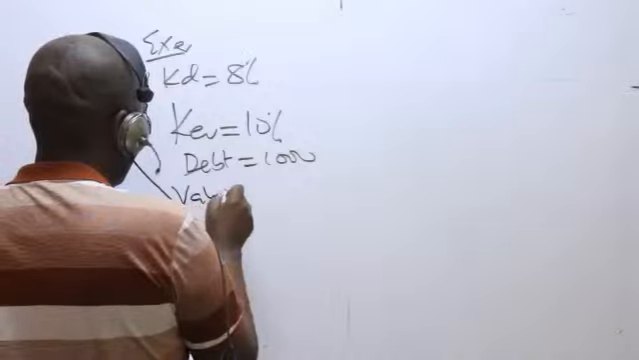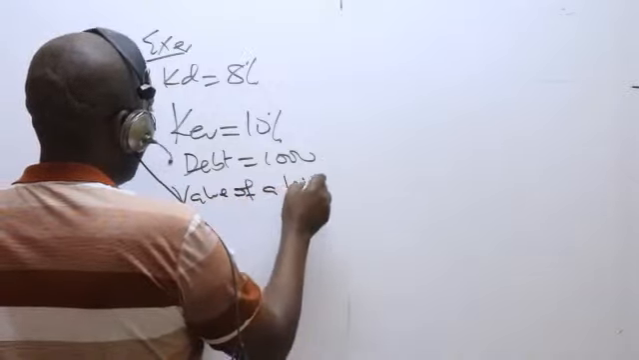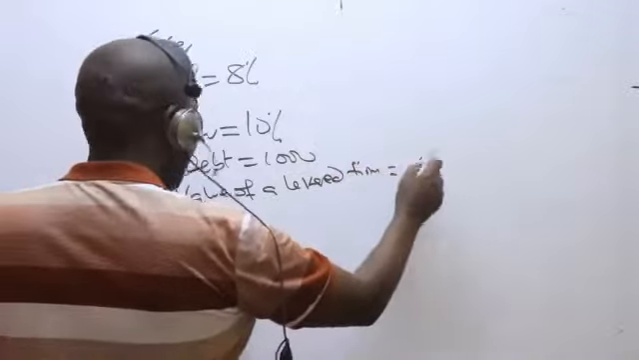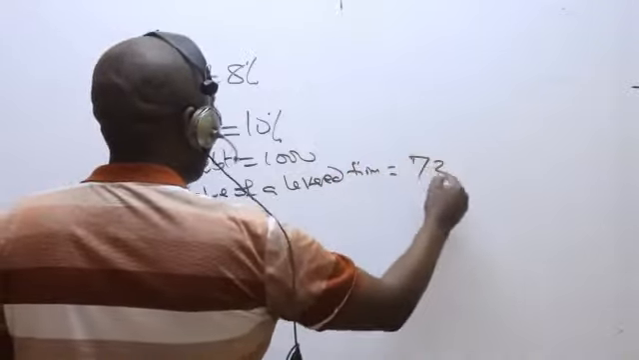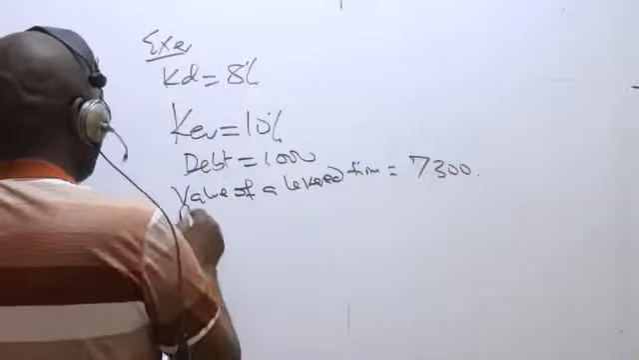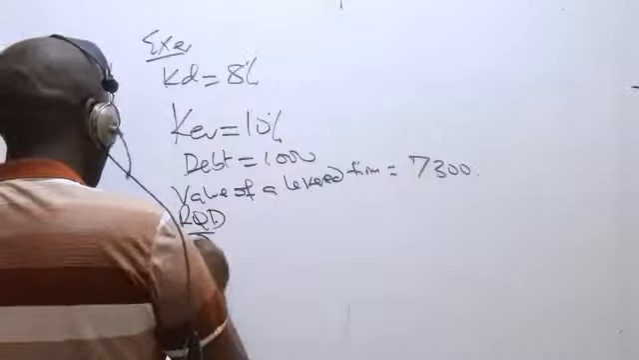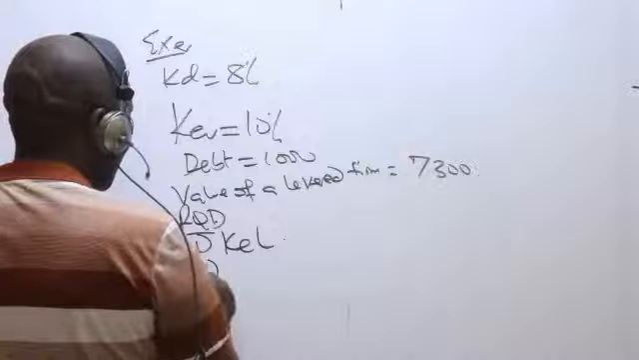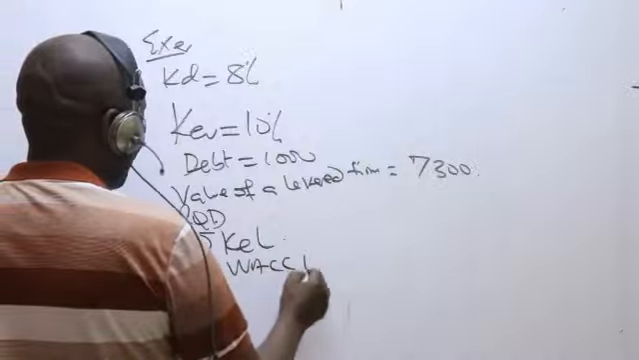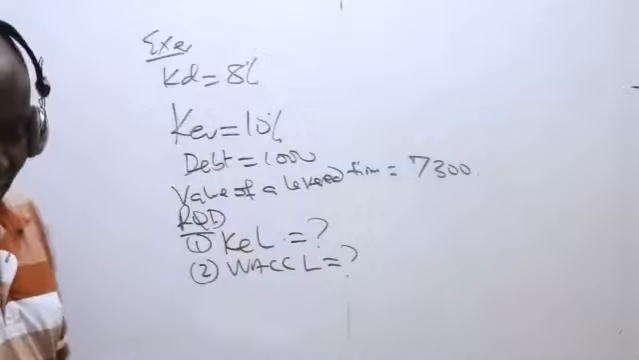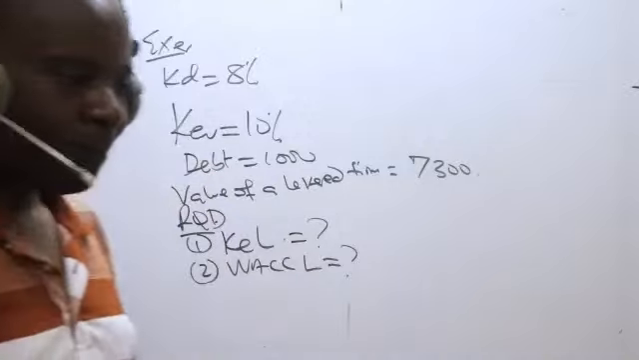Value of a levered firm, 7,300. Required, number 1, KEL. Number 2, WACC of a levered firm. Those 2. In 3 minutes, we should be able to finish those 2.